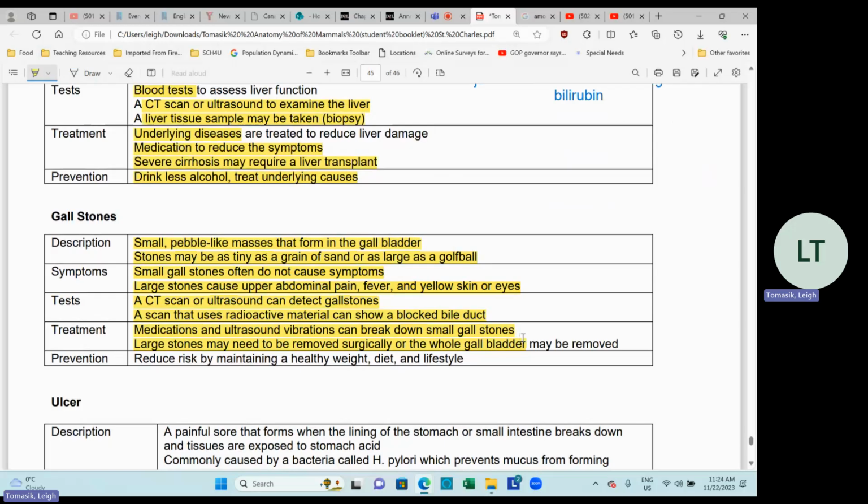Kind of like if you've ever seen that bit sometimes on television or in movies where an opera singer sings at the right frequency and the glass breaks. That's sort of like that, but as a medical treatment. Prevention of gallstones: you can reduce the risk by maintaining a healthy weight, a healthy diet, and a healthy lifestyle.